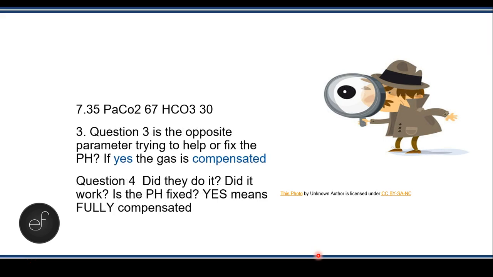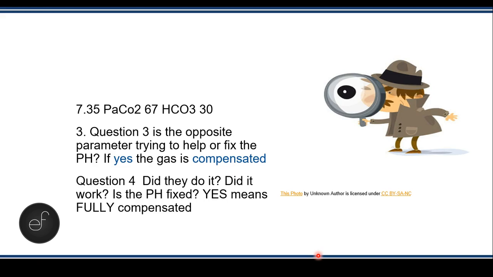Okay, now question 3. Is the opposite parameter, or the other guy, trying to help fix the pH? If the answer is yes, the gas is compensated. In this case, he is definitely going the opposite direction, trying to fix that seesaw, right? So we have a compensated respiratory acidosis. Now, question 4, did he do it? Did he make it across the finish line and fix the pH? Is the pH fixed? In this case, it is. Therefore, we have a fully compensated respiratory acidosis.